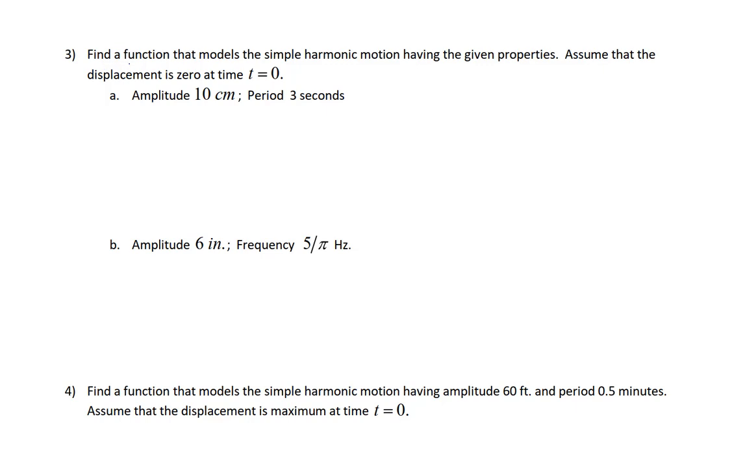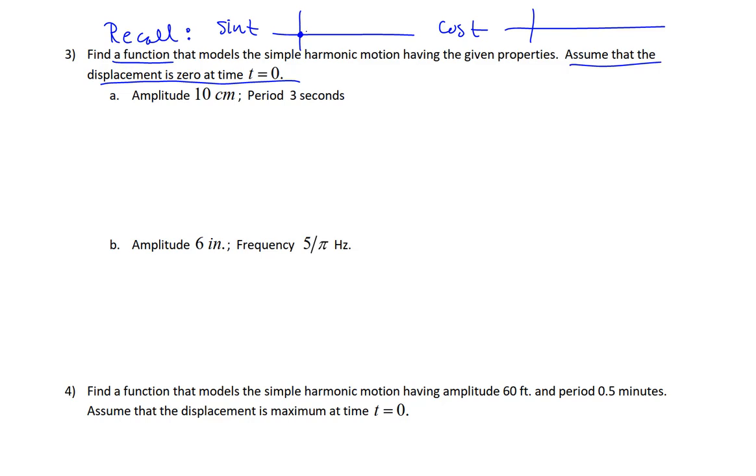Okay, our next example says find a function that models the simple harmonic motion having the given properties. It says assume that the displacement is 0 at time t equals 0. Now, what does that mean? Well, recall from our models above, you have two basic options: sine of t, or cosine of t. Sine of t starts at the origin and then goes up, down, and back to the axis for one full period. Cosine starts at the top of the hill, goes down and then back up to the top of the hill as well.